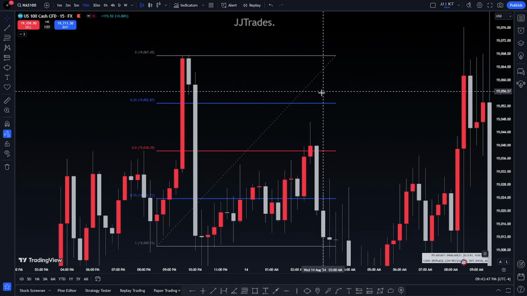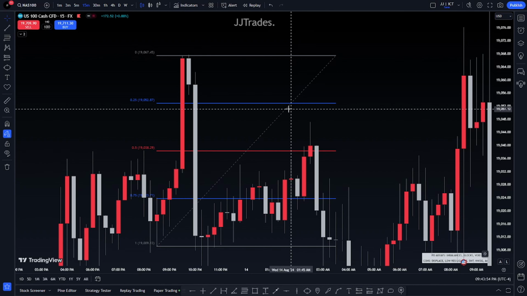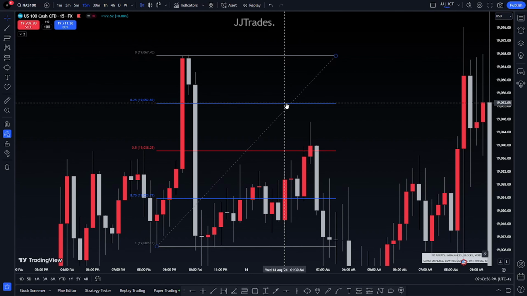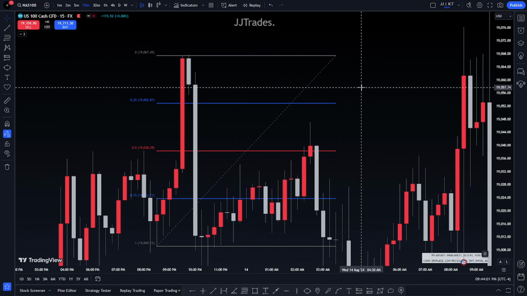And another indication is, even if it closes above the mean threshold or the consequent encroachment, did it push through the other quadrant? No, it didn't. It didn't push through it. So this is okay. And plus, we're not even using other confluences, okay?